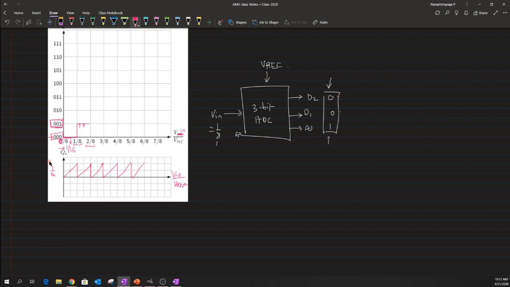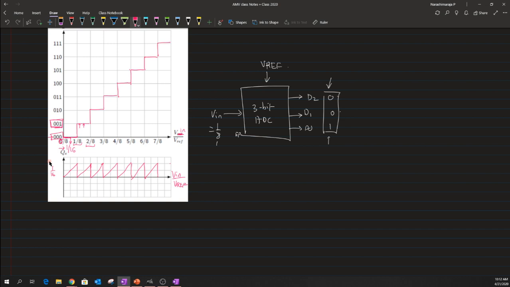Let me just complete the drawing of this quantization error graph. In each of these cases you can see that the transfer characteristic we are getting out of this particular ADC is a kind of staircase waveform. So this is what we end up having as a graph for us.